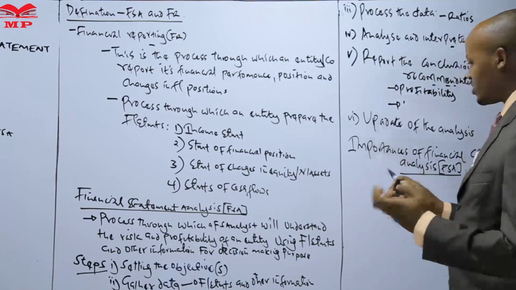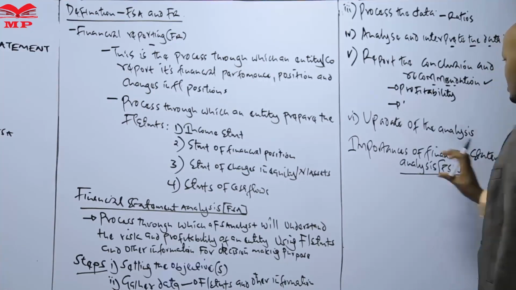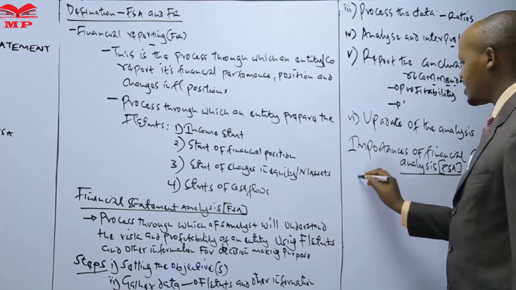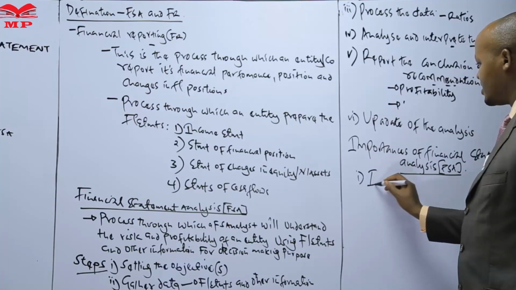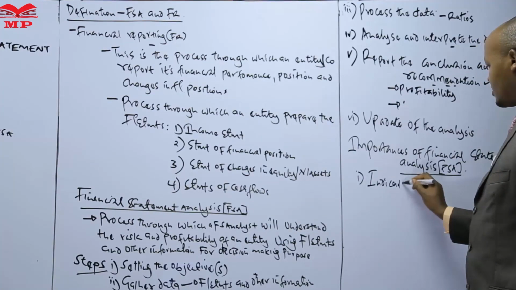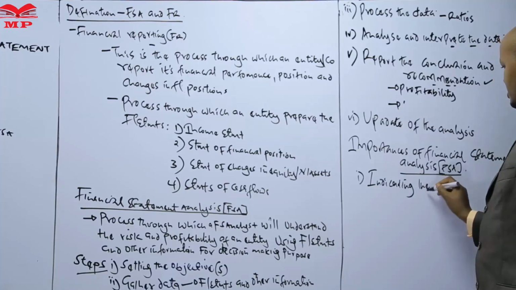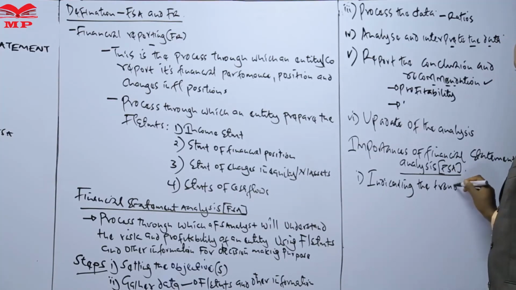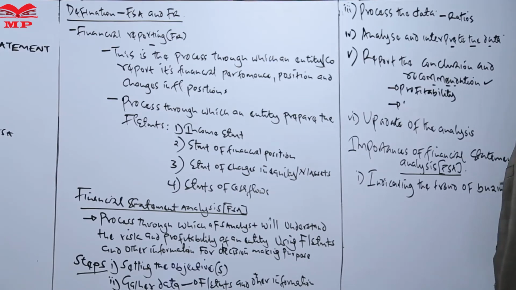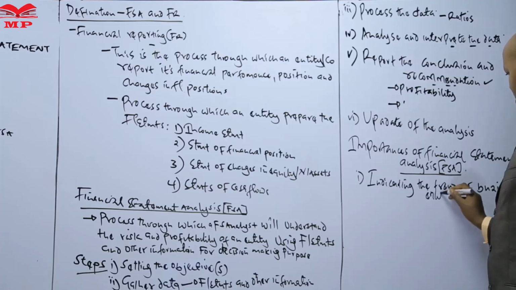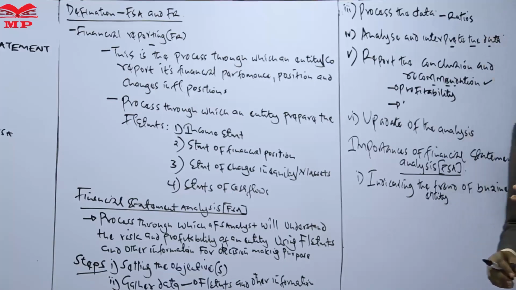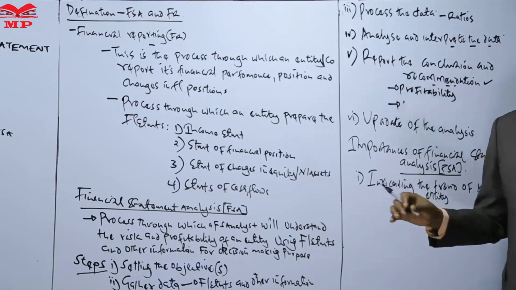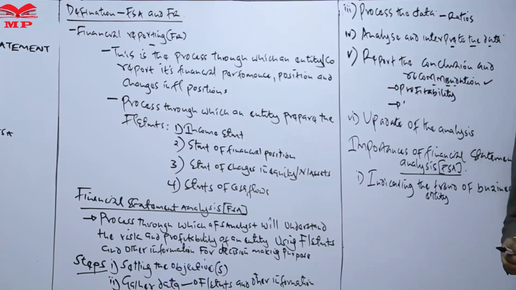And therefore, the importance of that information which is availed by the financial statement analyst will include, number one, indicating the trend of a business. Now, in this case, when we talk about the trend, we are talking of how the company has been performing for a number of years, or over a period of time.